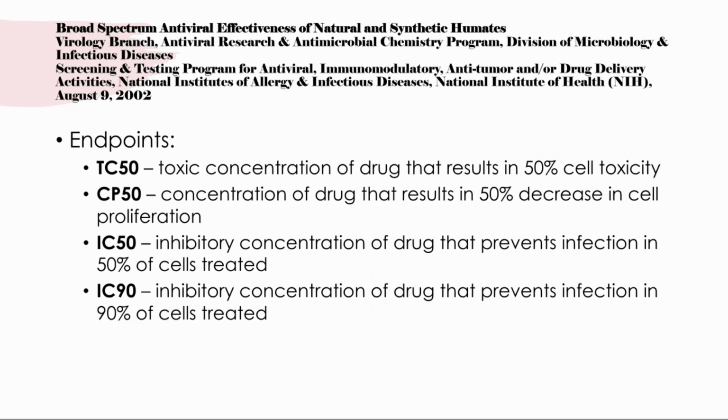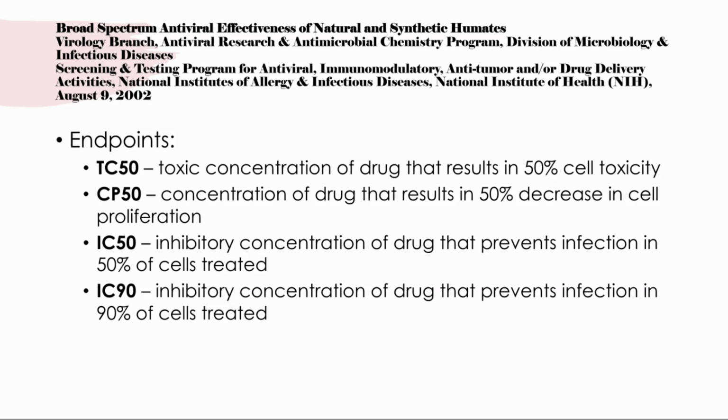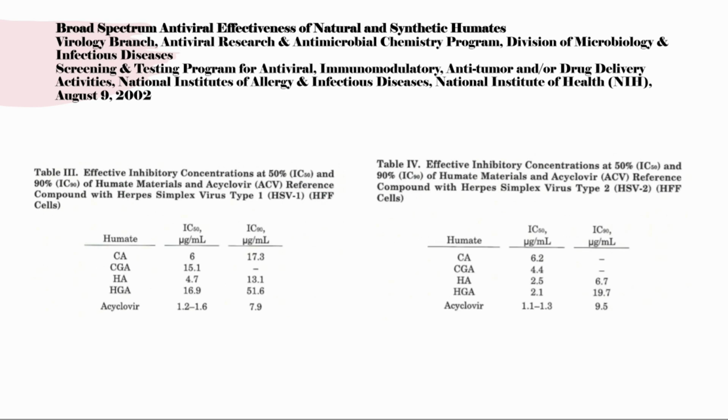So if we focus on the literature exclusively published by the National Institutes of Health in 2002 and 2003, we can gain an appreciation for the antiviral activities of humic acid. This particular slide lists a variety of technical ideas. What I'd like you to focus on is the IC50 and the IC90. The IC50 refers to the inhibitory concentration, in this case of humic acid, that prevents infection of 50% of the cells. And the IC90 is the same idea, but applied to 90% of the cells. That's a way to calibrate the effectiveness of humic acid as an antiviral.